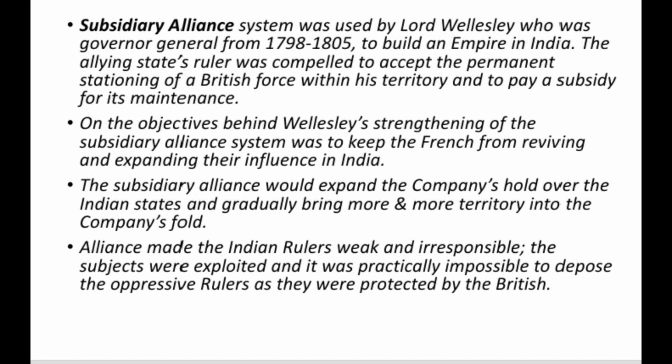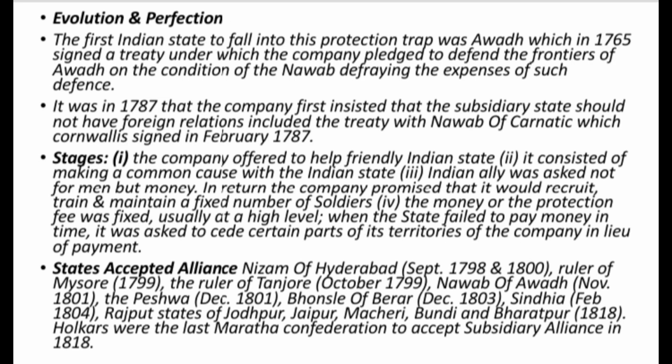Now, the evolution and perfection. It was probably Dupleix who first gave European troops on hire to Indian rulers to fight their wars. Since then, almost all the Governor Generals from Clive onwards applied a system of alliances with various Indian states and brought it to near perfection. The first Indian state to fall into the protection trap, which anticipated the subsidiary alliance system, was Awadh, in 1765, when it signed a treaty under which the company pledged to defend the frontiers of Awadh on the condition of the Nawab defraying the expenses of such defense.